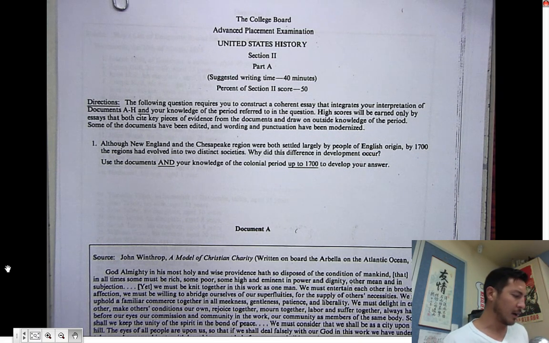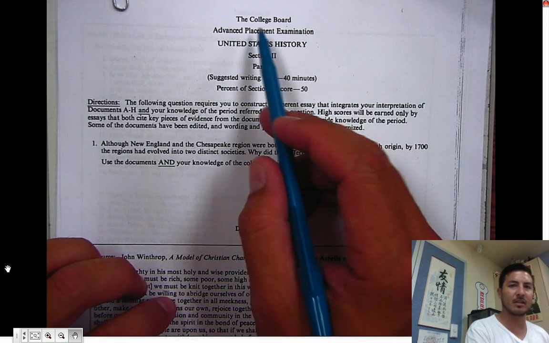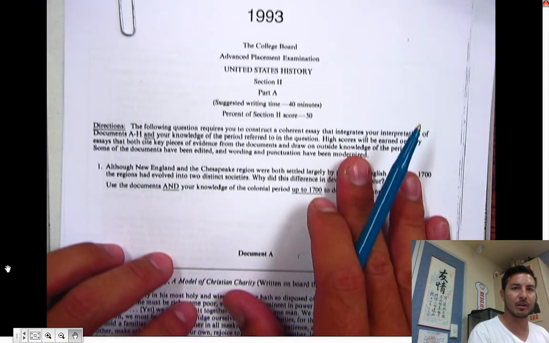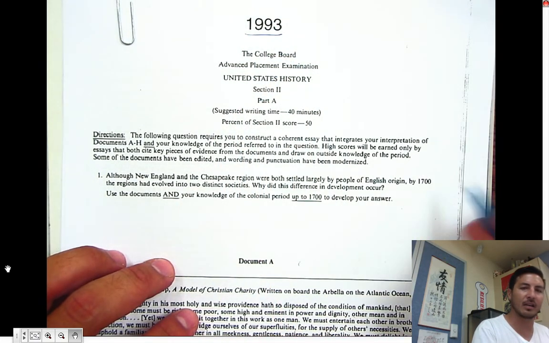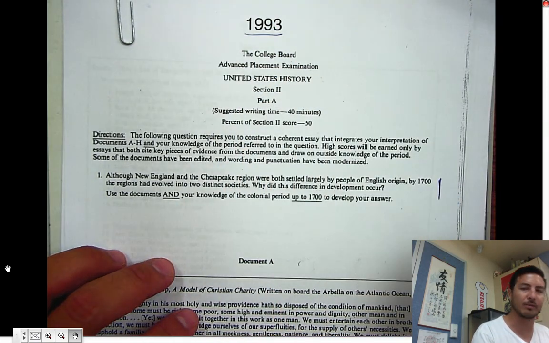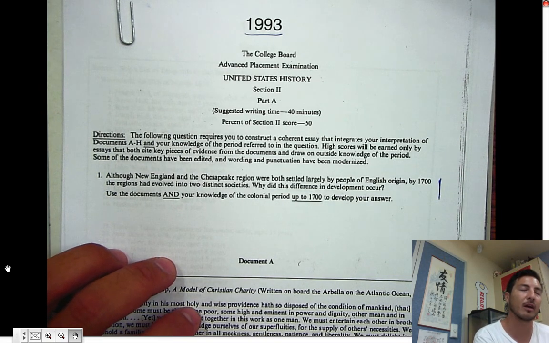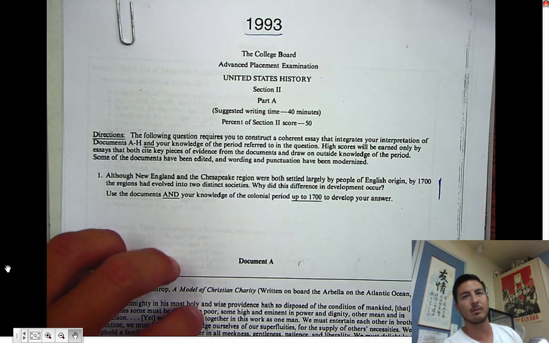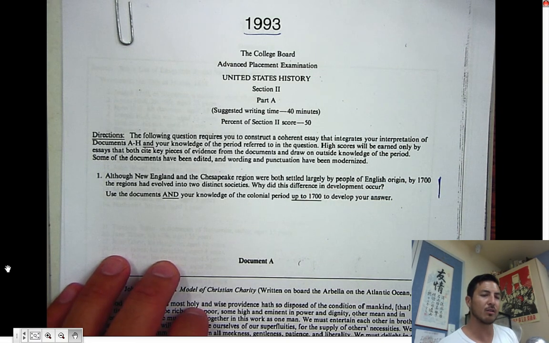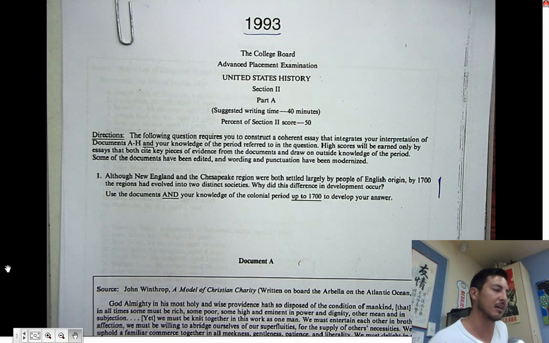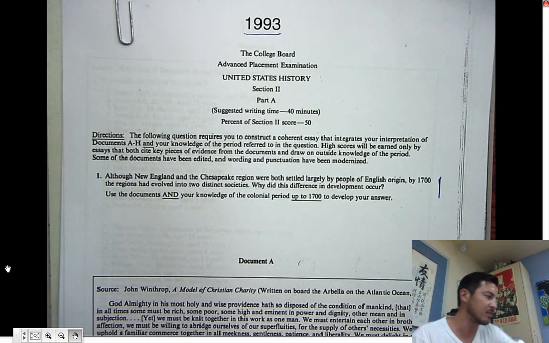So over here, we've got our prompt. Notice that this is a 1993 test, so this is really written old. You'll notice that in the prompt, this is an old prompt. You're probably never going to see anything worded like this. Again, we're going to use DBQs just for the thinking skills, not necessarily for the way in which it's going to be tested. We're just going to use these as a little practice for the skills.